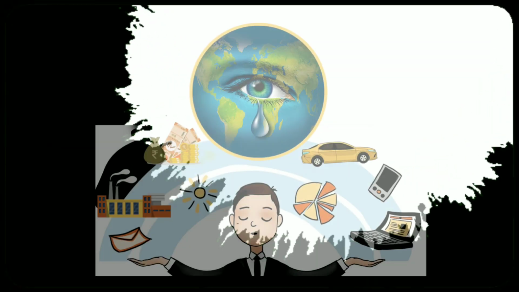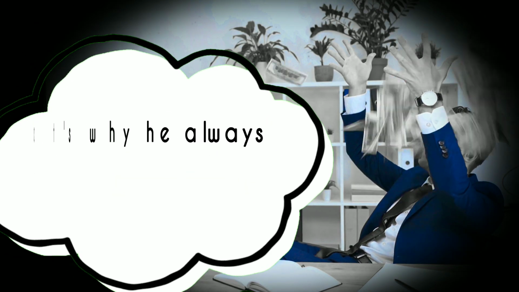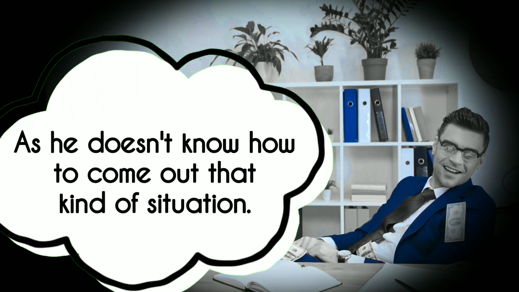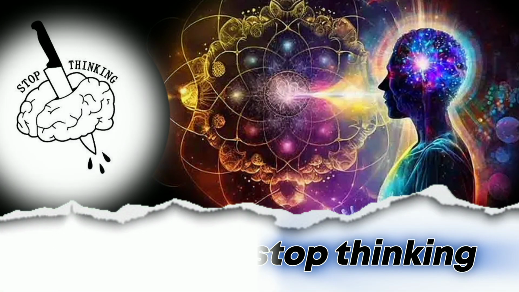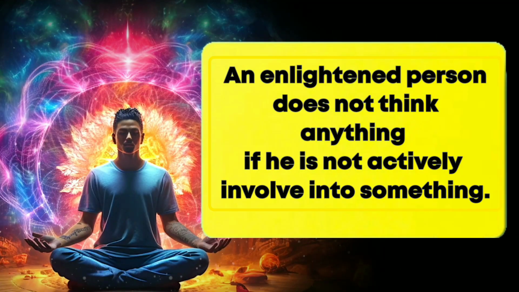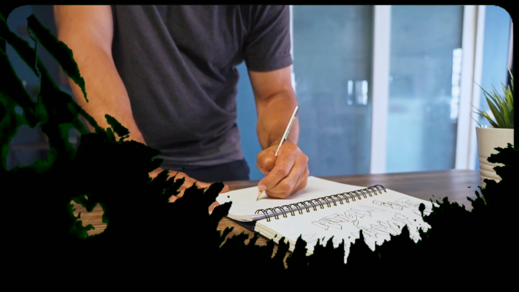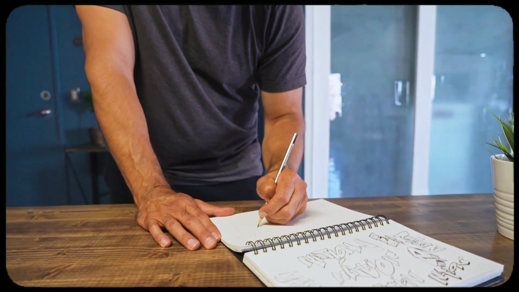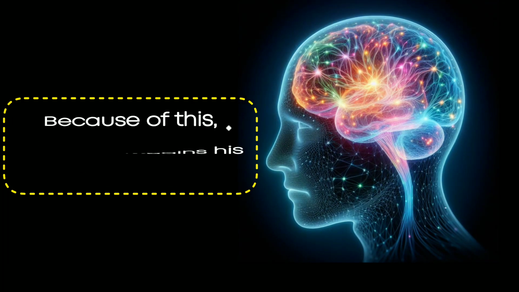An unenlightened person can create desires but has no mastery over destroying them. That is why he remains always entangled in life, as he does not know how to come out of that kind of situation. Difference number 5, power to stop thinking. Thinking only when required is a great asset for an individual. An enlightened person does not think anything if he is not actively involved in something. That is, he thinks only when he is working, otherwise rests without thinking. Because of this, his brain regains its lost energy.